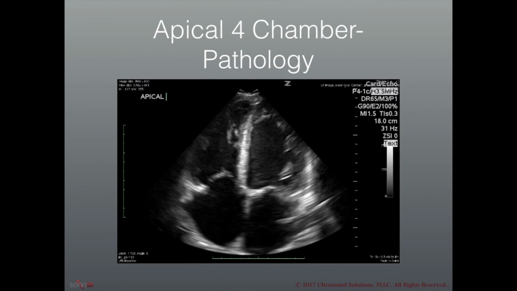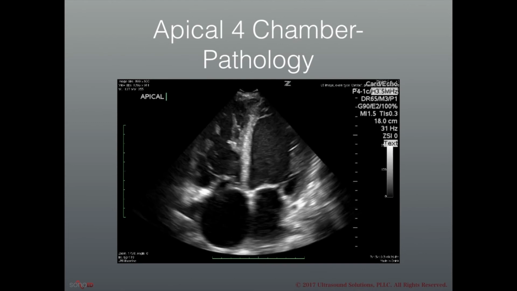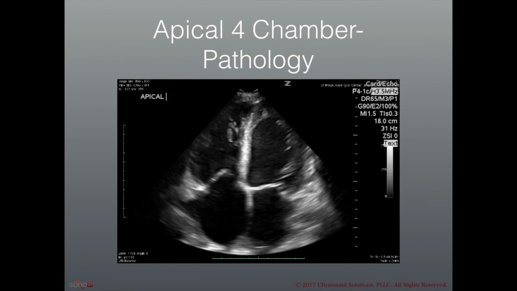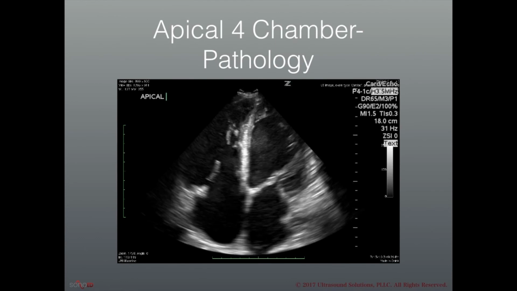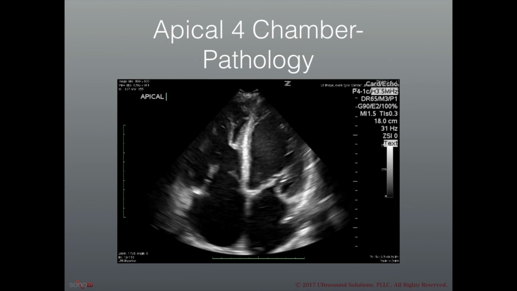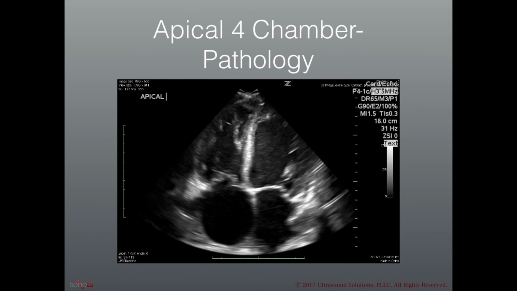In this example, we see that all 4 chambers appear hypokinetic, and specifically all 4 chambers appear dilated. And this is a dilated cardiomyopathy with global severe hypokinesis. We don't see any pericardial fluid, and the right ventricle doesn't look under acute strain.